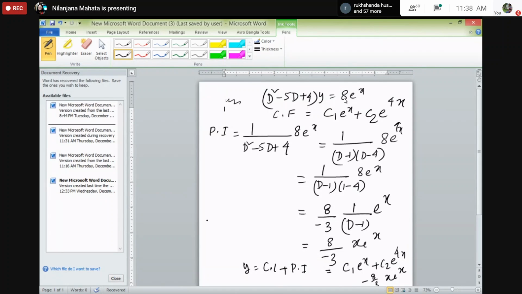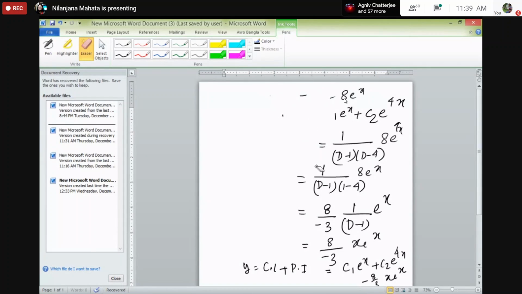Remember this: it has only the e to the power ax term. Suppose it has a multiplication of x or x squared with e to the power ax, then your whole process will be different. So there are formulas for that. Okay, so that is formula number 1. We have only 4 or 5 formulas, so don't worry.